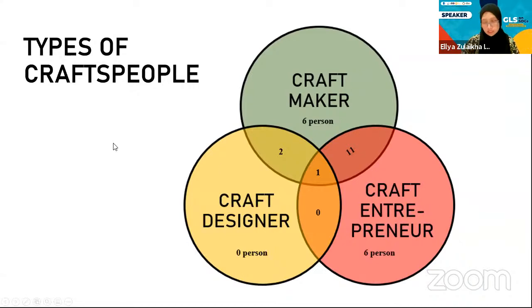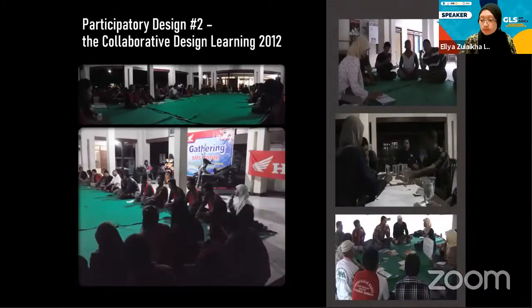This is important because when we suggest advisory programs to craftspeople, we have to consider their passion. For a craft entrepreneur, it is very hard to ask them to develop design, because this is not their passion, although they are craftspeople. So this is participatory design part 2. I only have 7 minutes left.